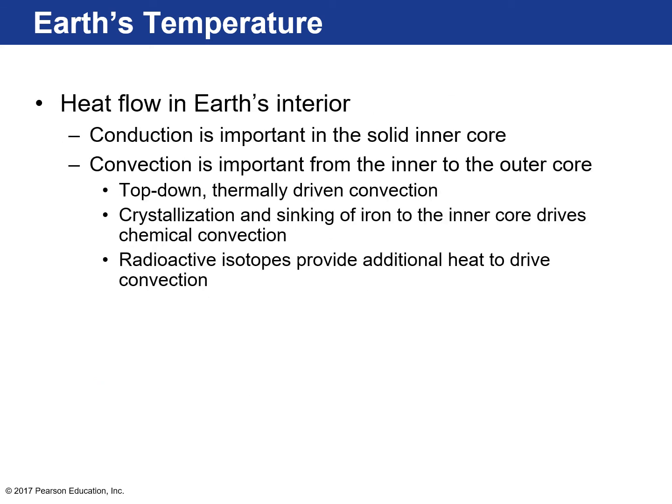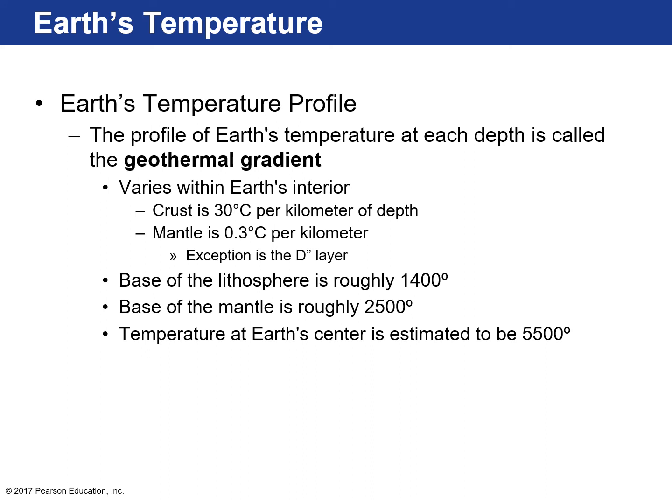So conduction is important in the solid inner core, then convection becomes more important in the outer core and the mantle. The crystallization of iron in the liquid outer core is what drives the chemical convection, and those radioactive isotopes provide the heat for those reactions. Okay, if we look at the Earth's temperature profile, we call that the geothermal gradient. That's essentially how much the temperature goes up the deeper you go within the Earth, and it varies. In the crust, for approximately every kilometer of depth you go, the temperature will increase by 30 degrees Celsius.